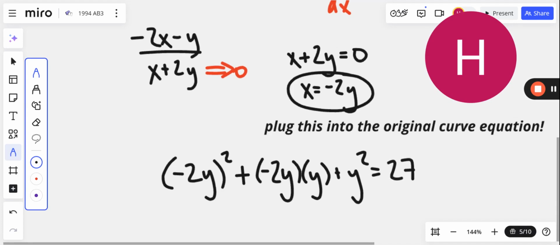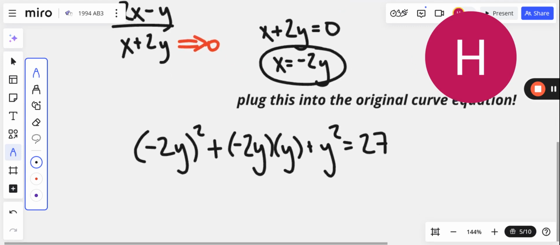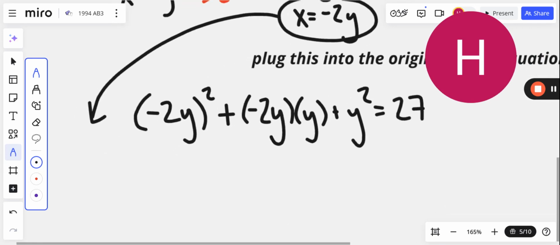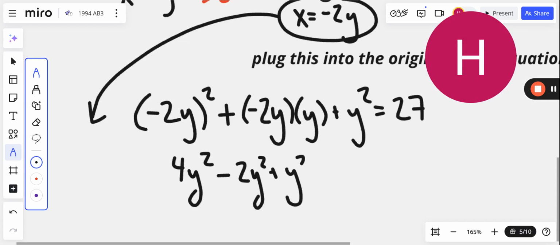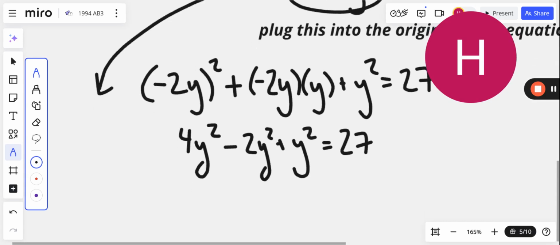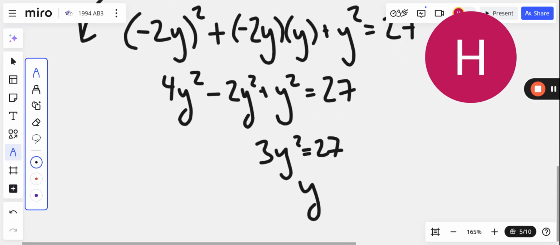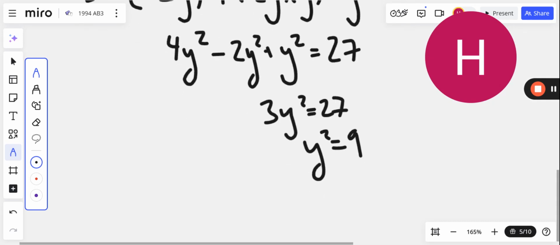So by doing this substitution, I'm going to find y value, or maybe y values, and then I can use those y values to simply plug back in here and find my x values. Okay, so let's see what this turns into. This turns into 4y squared minus 2y squared plus 1y squared. Well, that's easy to work with, isn't it? That's just going to give us 3y squared equals 27. Therefore, y squared equals 9. And that means that y equals 3 is a solution and y equals negative 3 is a solution.